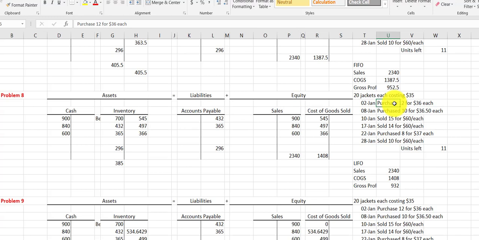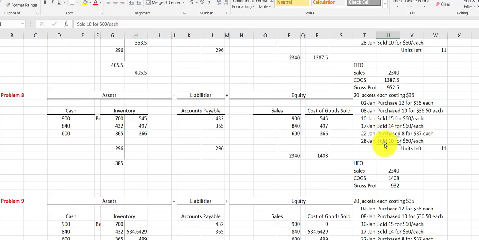So we have no more $36.50 ones. All right. So when we go to the second sale, which happens right away, we didn't make any more purchases. So there's no newer items. So we go to the newest items at that point, and there's 7 at 36, and then we're going all the way back to the original balance, 7 at 35. So 7 from each, as they're called in LIFO, layers.